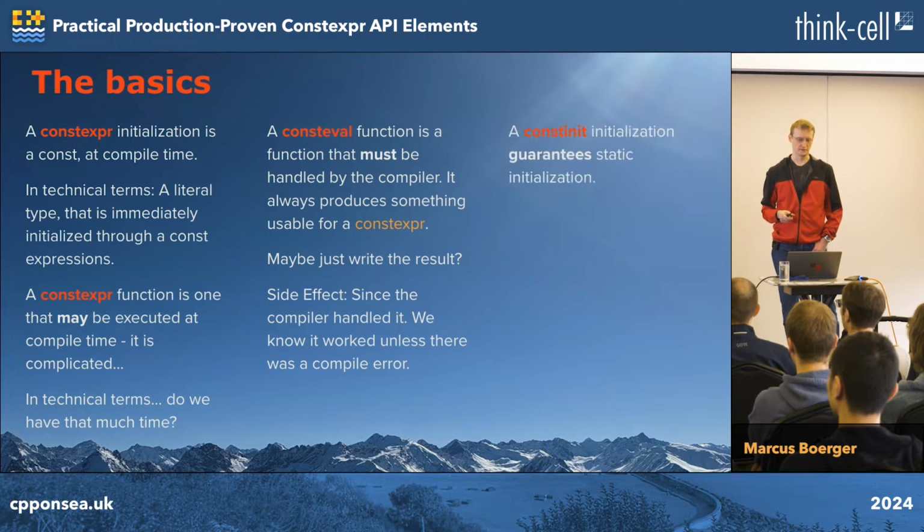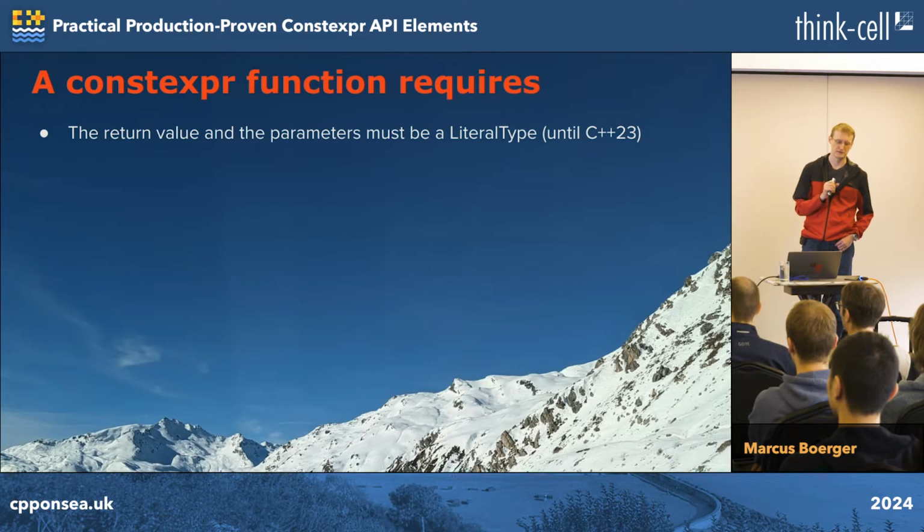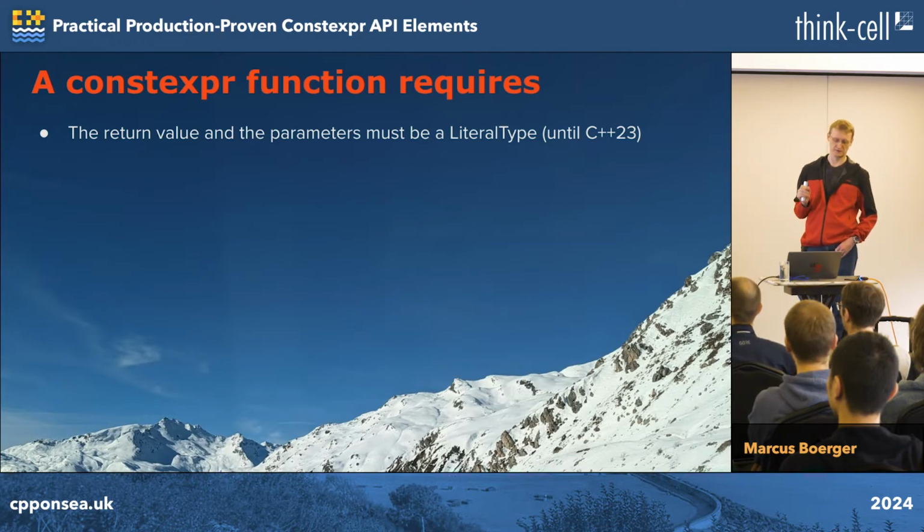All right, and then there's constinit, and a constant initialization guarantee comes with it, meaning the compiler will ensure that whatever you do with constinit on the left side is initialized at compile time. So far with me? Okay, now for the hilariousness. A constexpr function requires the return value and the parameters to be a literal type until 23.